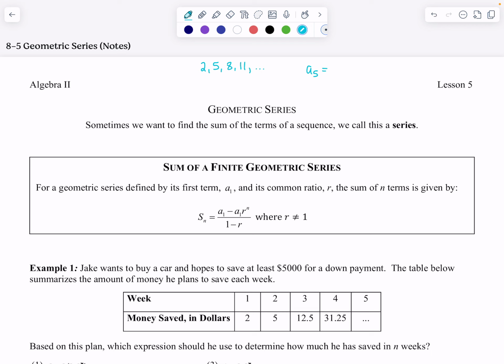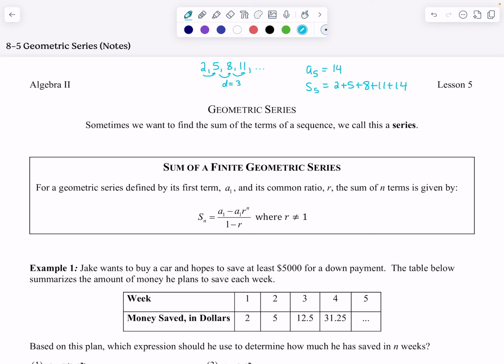A sub 5 would mean, okay, this pattern that's adding by 3, where I have a common difference of 3, the next term would be 14. But if I wanted to know S sub, let's say, 5, what I'm looking to do is to take the first 5 terms and add them up. So if I added up 2 and 5, that would be 7, and 8 and 11 and 14.